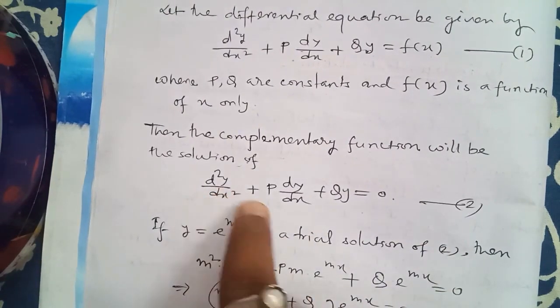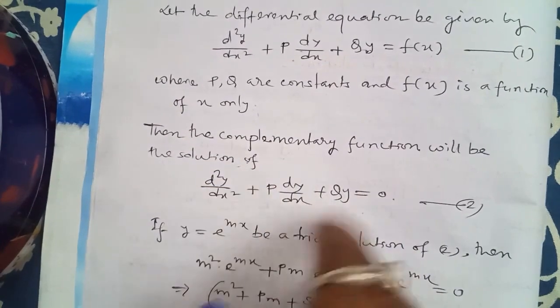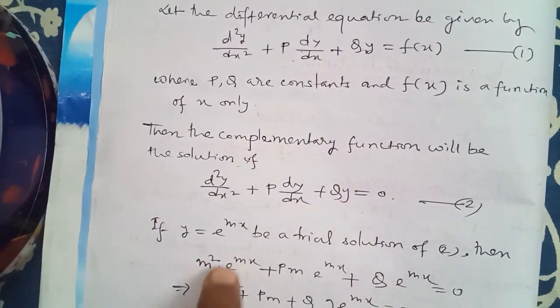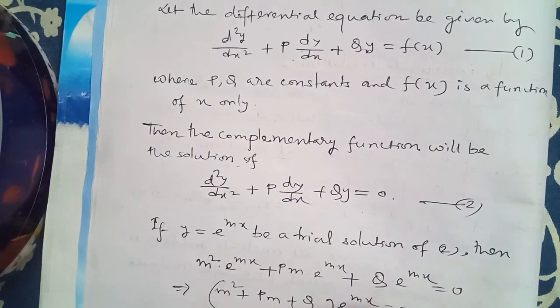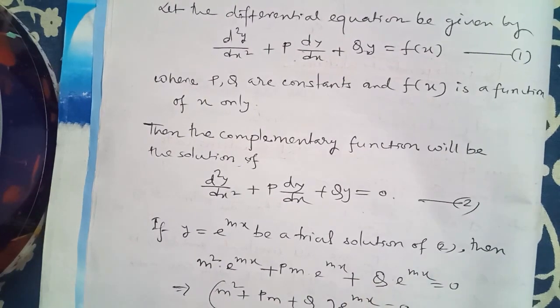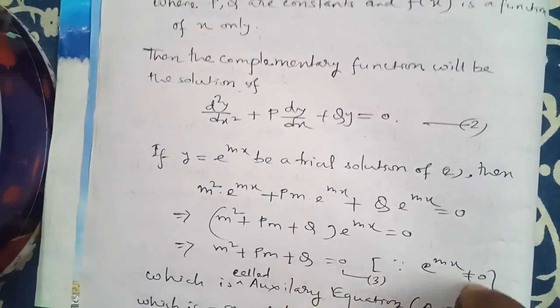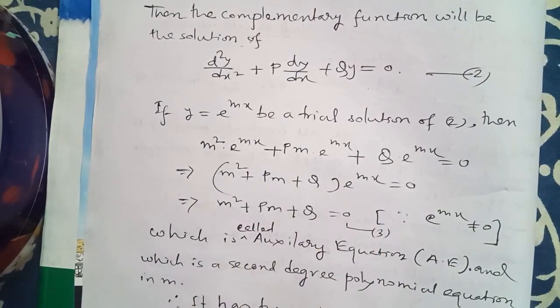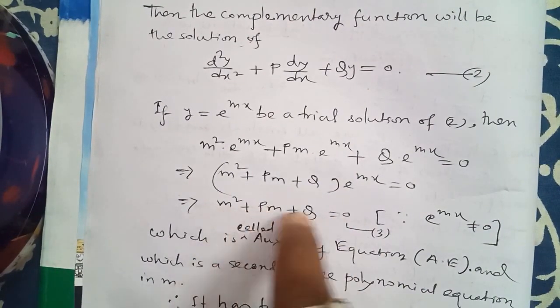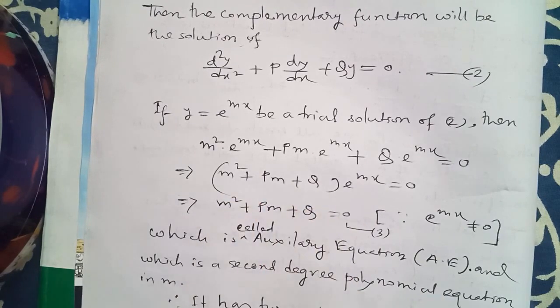Since we took this as a trial solution, it will satisfy the equation. So, differentiating it twice, we get m² e^(mx), differentiating once we get m e^(mx), plus q e^(mx). Taking the terms common, we get (m² + pm + q) e^(mx) = 0. Since e^(mx) is not equal to 0, it means m² + pm + q = 0. Okay, now see, this is a quadratic equation which will have two roots, or two solutions, and it is called the auxiliary equation.